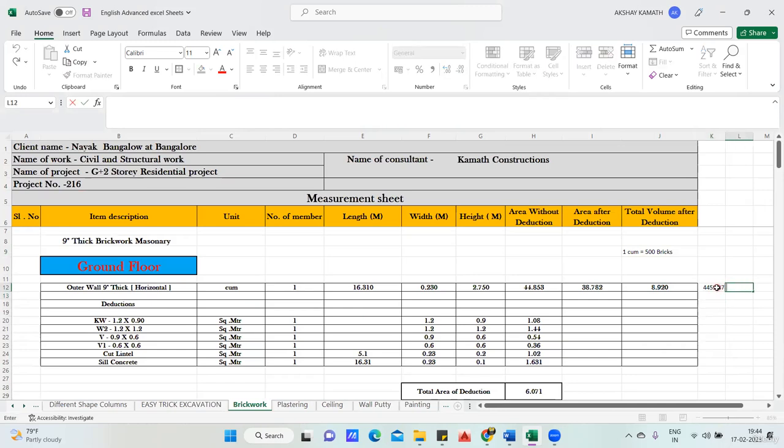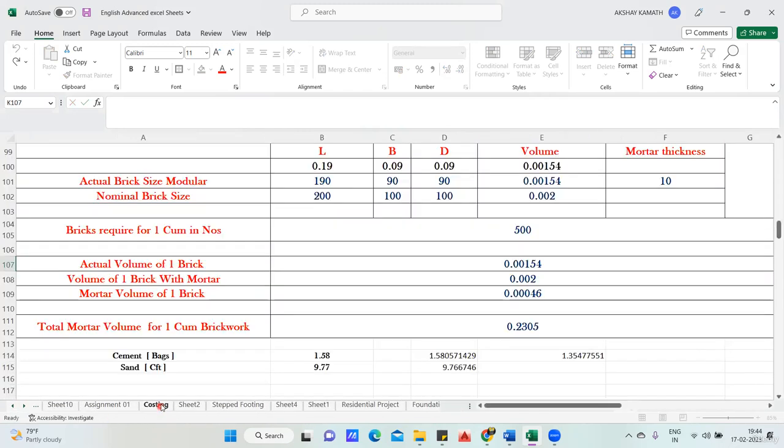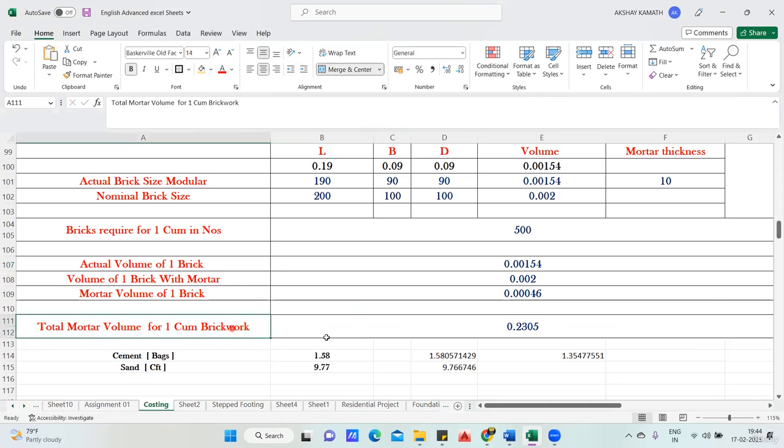Again, for one brick, how much amount of mortar was required? For one brick, the mortar requirement was 0. From here only we got all these things. Total mortar volume for 1 cubic meter of the brickwork is 0.2305, right? Remember the value. I'll write it down. This is for 1 cubic meter of mortar. Now, what is the answer we got?